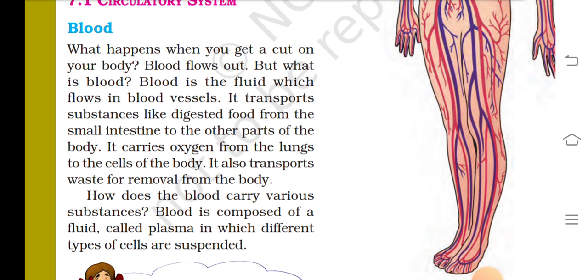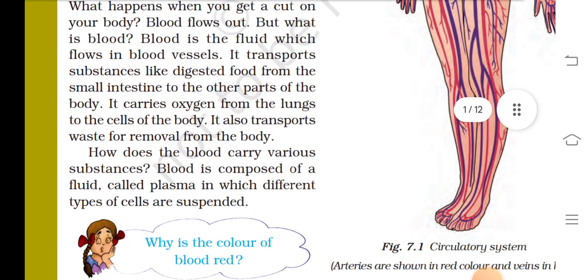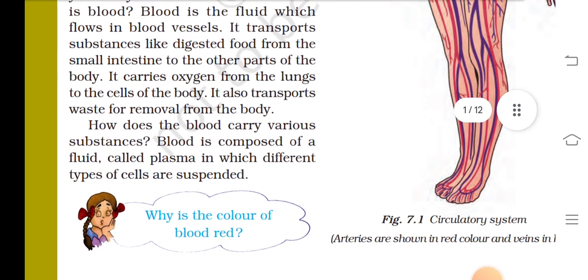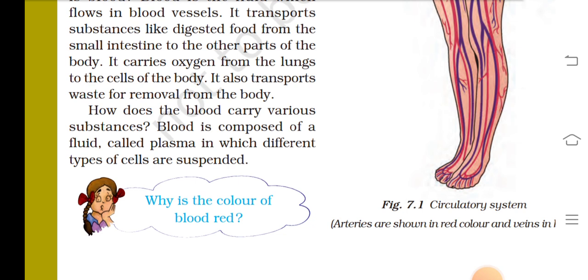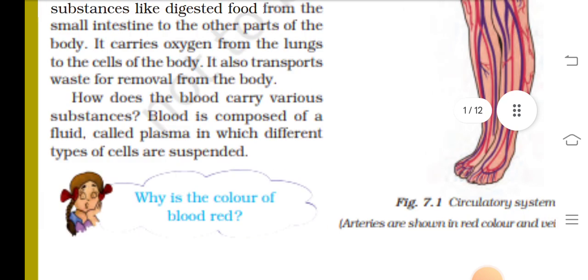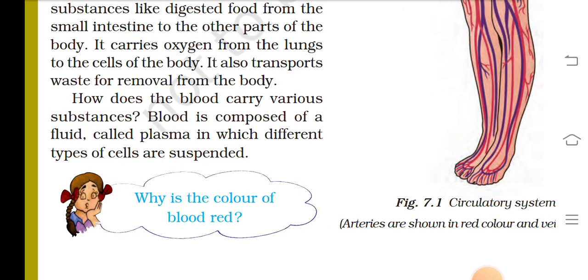Blood flows out. But what is blood? Blood is a fluid which flows in blood vessels. It transports substances like digested food from the small intestine to the other parts of the body. It carries oxygen from the lungs to the cells of the body. It also transports waste for removal from the body. How does the blood carry various substances?